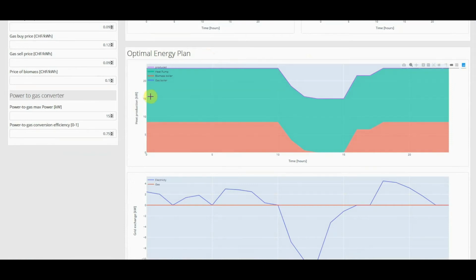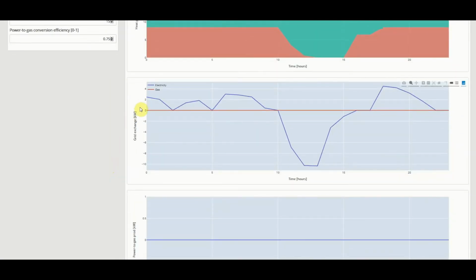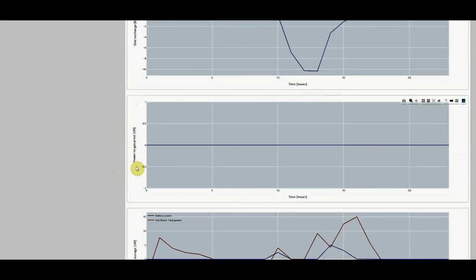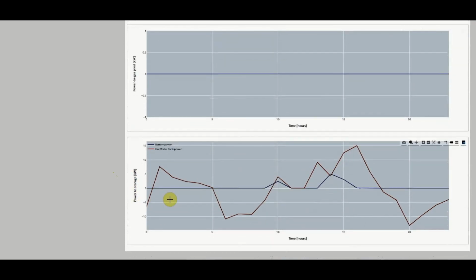In the first plot, you can see that Maestro decides to provide heat to the district by using the heat pump mostly, complemented by some heat produced with the biomass boiler. In the second graph, you can see the energy exchange with the grid. In the third graph, the power to gas production, which is not used in this case. And finally, the energy stored inside the hot water tank and the battery.